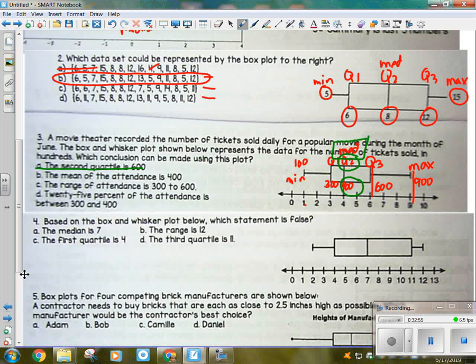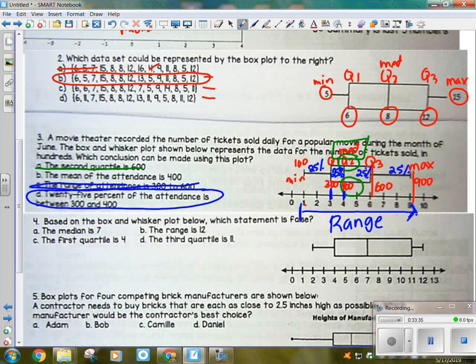The range of attendance is 300 to 600. Nope. The range goes all the way from 100 to 900. So the range is all the way from the beginning to the end. I believe from 100 to 900 is 800, so it's definitely not C. 25% of the attendance is between 300 and 400. Well, 300's here and 400's here, and that is my Q1 and Q2. That is correct. 25% of the data are in that first box. The first 25% is here, the third 25% is here, and the last 25% is here. And so that kind of tells me that D is correct.